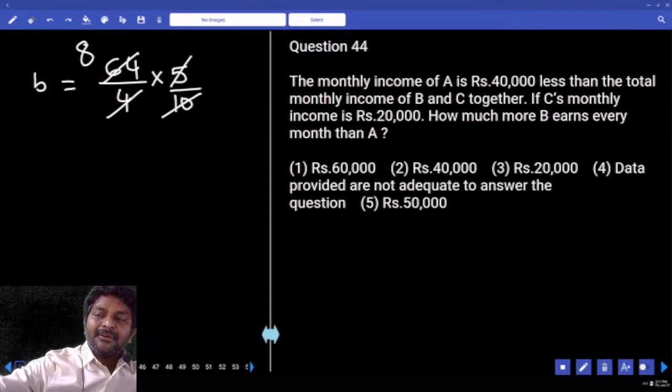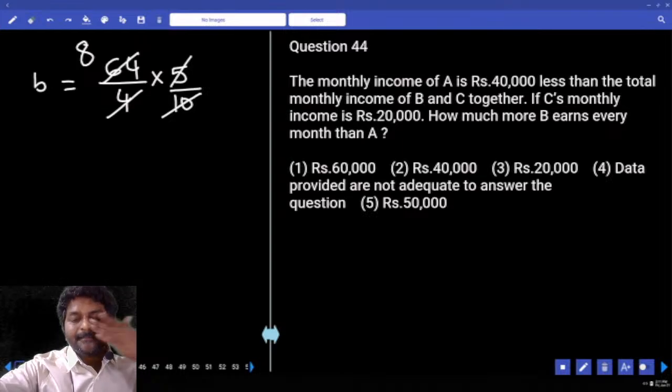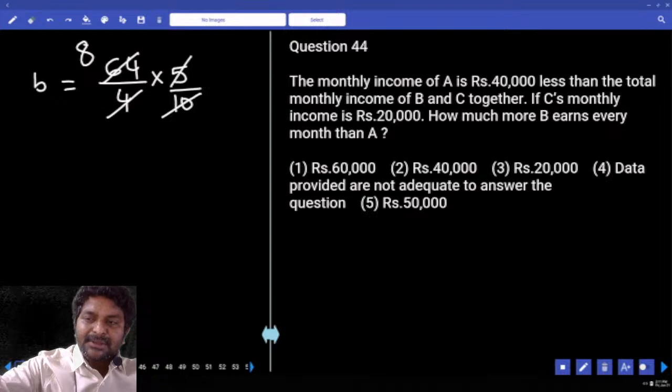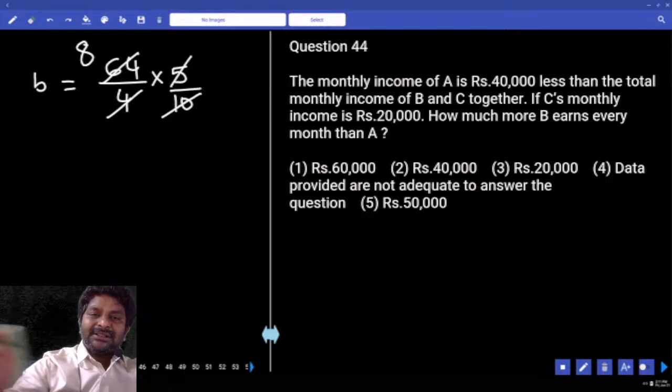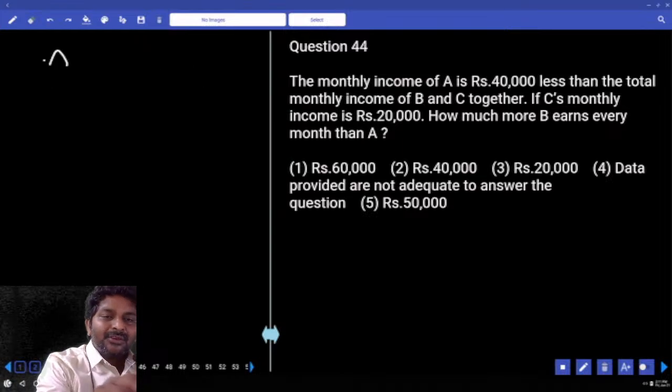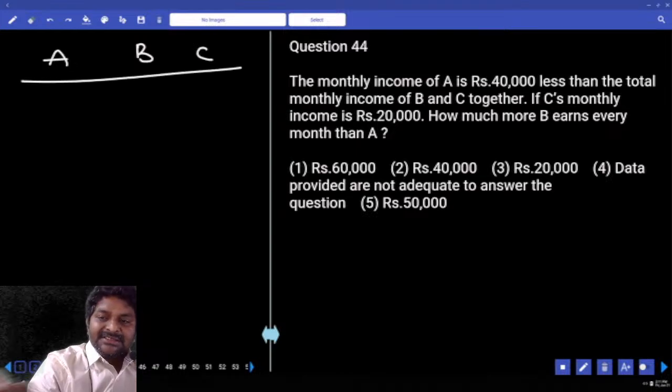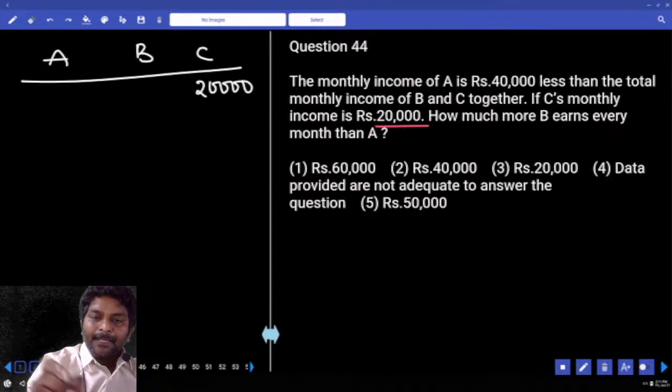The monthly income of A is 40,000 less than total income of B and C. C's monthly income is 20,000. How much more B earns every month than A? Now there are three people, A comma B comma C. It is given that C is getting 20,000, right? Assume B is getting B number of rupees.